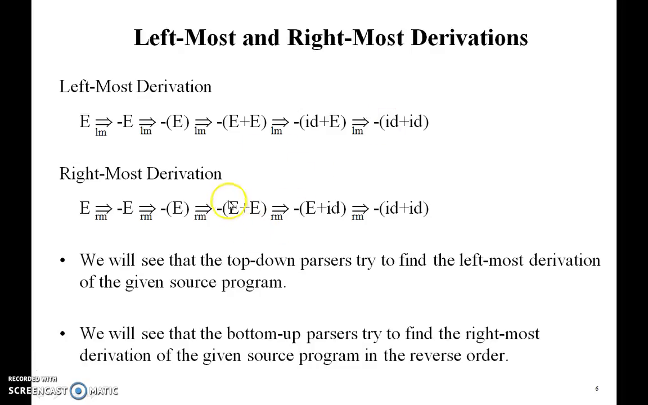Here, if you look at the difference, the leftmost non-terminal has been changed into the corresponding tokens, but here there are two non-terminals, and we have applied it to the rightmost non-terminal. That is the only difference between leftmost derivation and rightmost derivation.